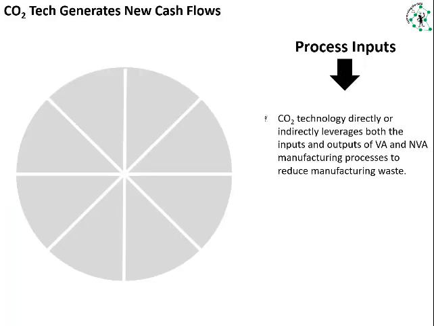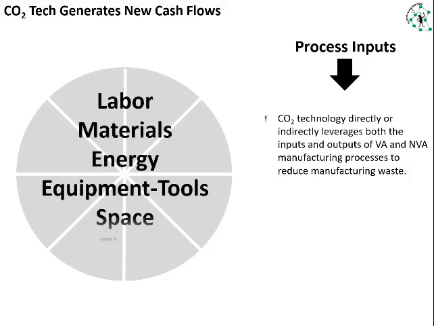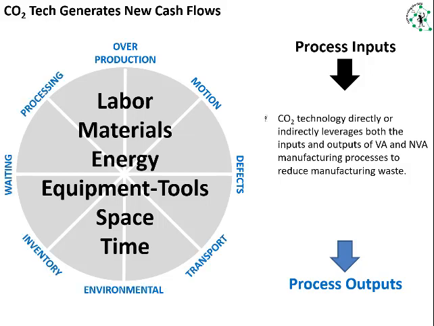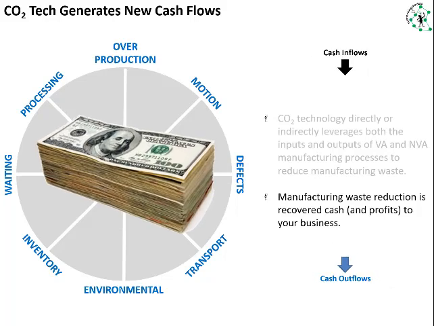CO2 technology directly or indirectly leverages both the inputs and outputs of value-added and non-value-added manufacturing processes to reduce manufacturing waste. Process inputs such as labor, materials, energy, equipment, tools, space, and time, and process outputs such as the 8 wastes: overproduction, motion, defects, transport, environmental, inventory, waiting, and processing, all are directly or indirectly leveraged. Reducing these wastes generates cash.